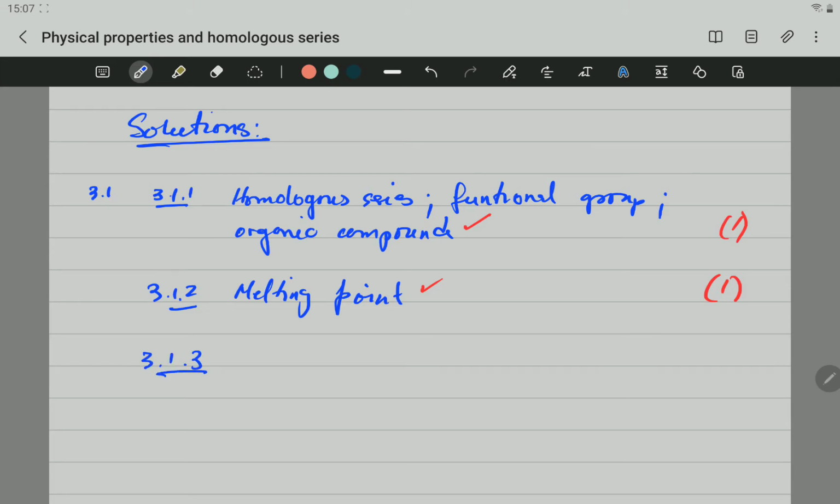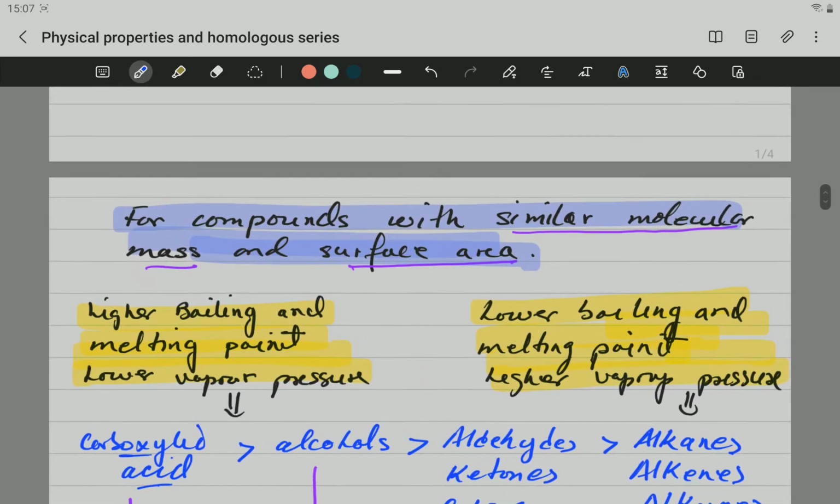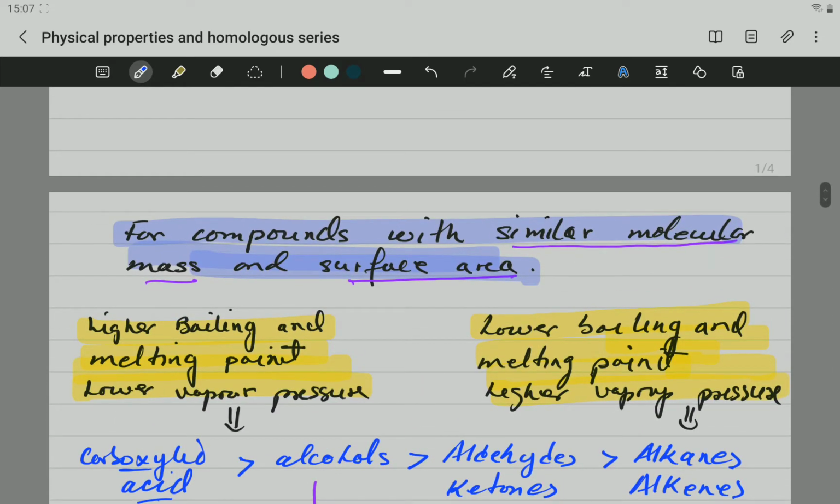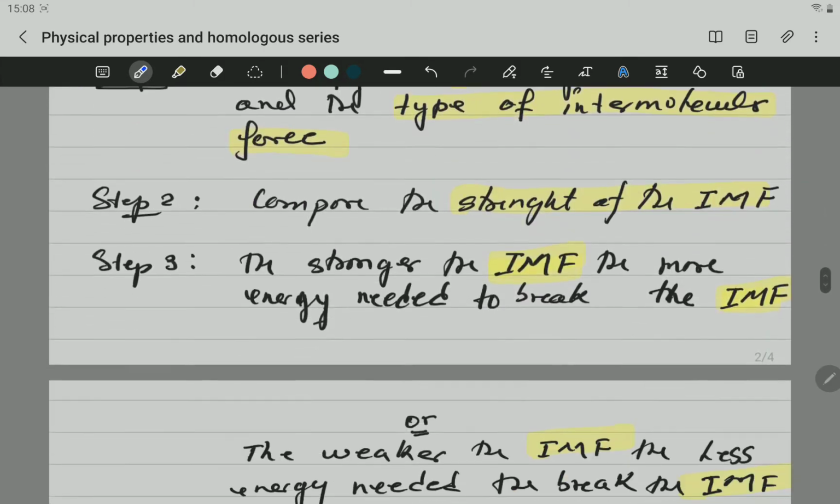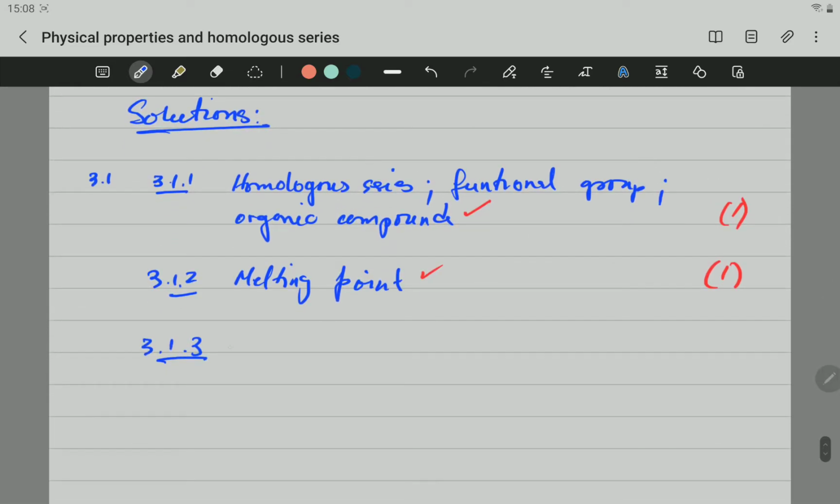3.1.3, they're asking you about the control variable. Which one is the one that we must keep constant? If we go to this part of the video, they said step to explain before that one, we need to know that the compounds must have similar molecular mass. So molecular mass must be the control variable here, or surface area. Remember, the control variable is that one that we keep constant. So it's going to be the molecular mass, and that is 1 mark for molecular mass.